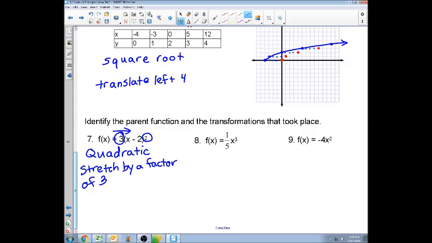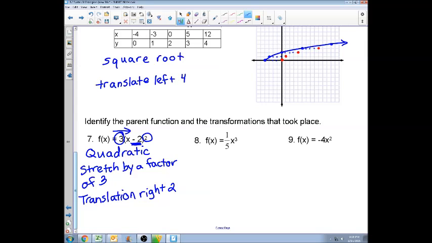Now the next thing I run into is this -2 that is inside the parentheses. Again, anything inside the parentheses is going to be a left or right movement, so it'll be a translation. But do we follow the sign or go opposite the sign? We're going to go opposite the sign. So since it's negative, I'm going to say that it went right 2. That's all the movements that I see in number 7.